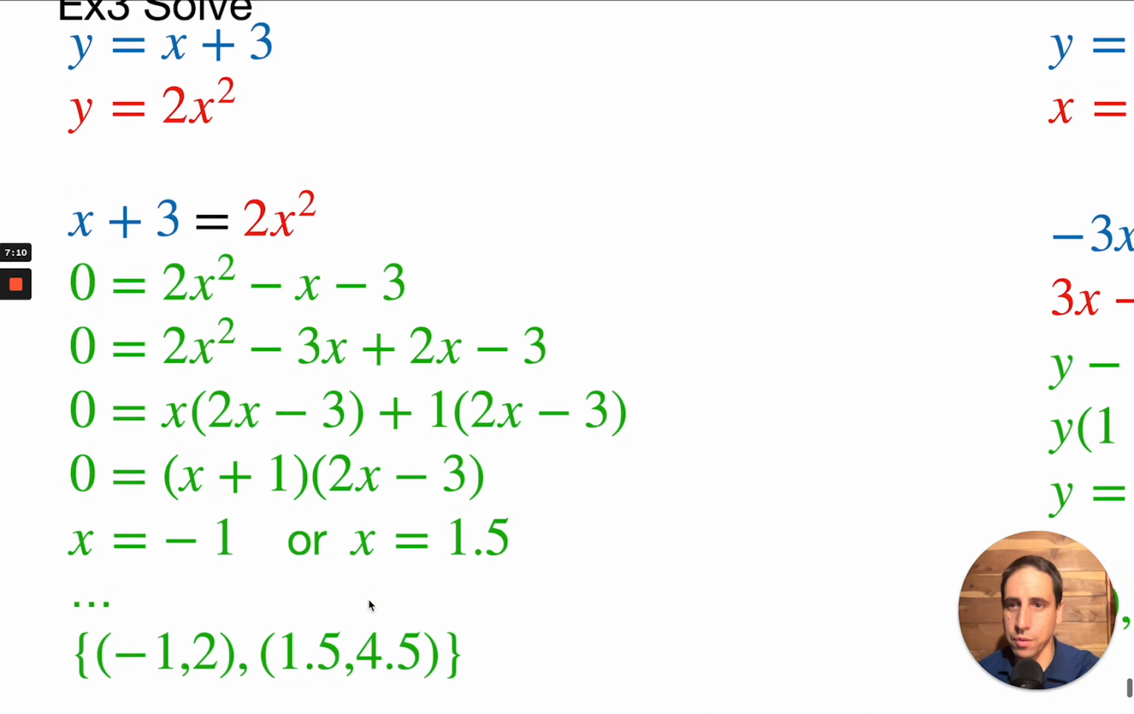And so therefore, when you solve it with the algebra, you get -1 and you get 1.5. Those are the 2 x values. So that means that there's actually going to be 2 solutions. You can plug them back into the original.